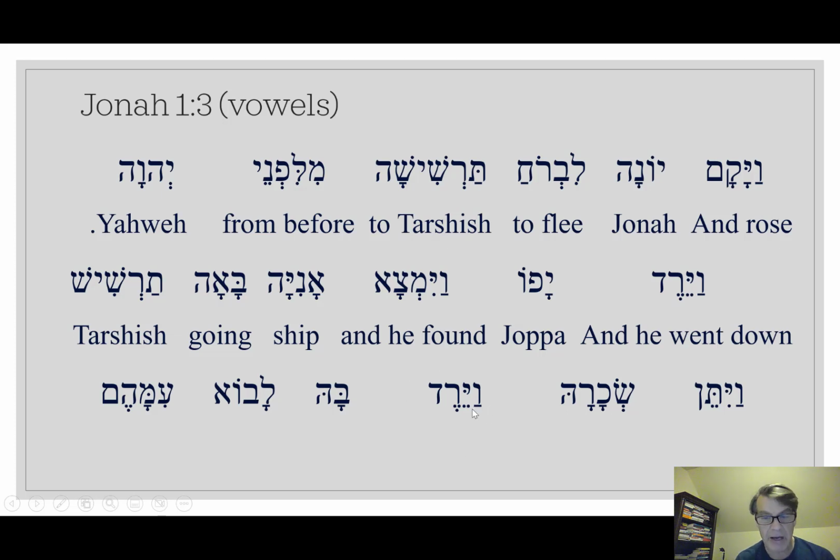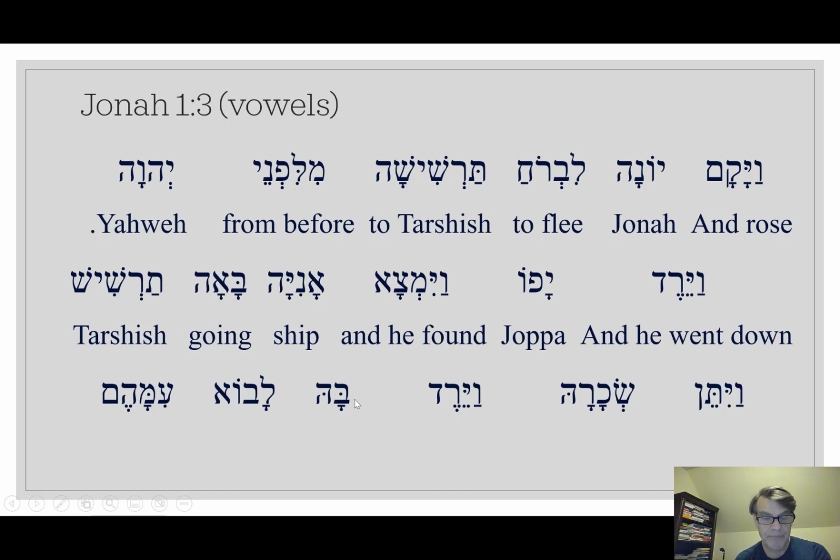Vav patak. What does vav mean when it's at the beginning of a word? It's and. So and then what's under the second letter? It's a sere, an A sound. What's the third letter? Segol, a normal E. So this is vayered. He went down.